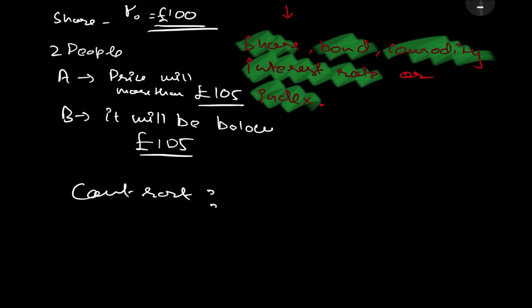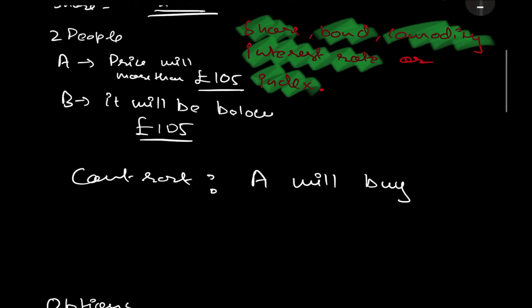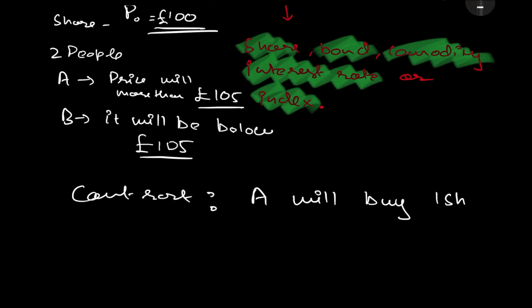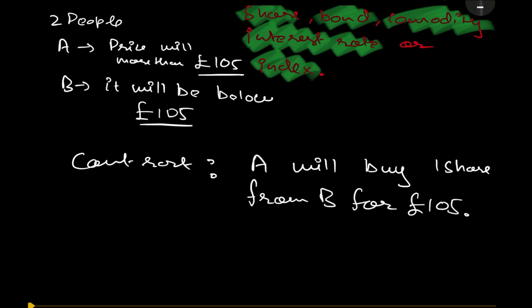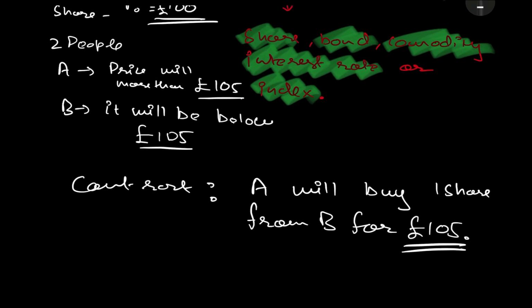that A will buy one share, whatever the share is, from B for 105 pounds. This is the contract they enter into. So they've already fixed the price right now. This is basically the forward price. They have fixed a forward price for this contract. They believe that this will be the price, and A will buy this share from B for 105.